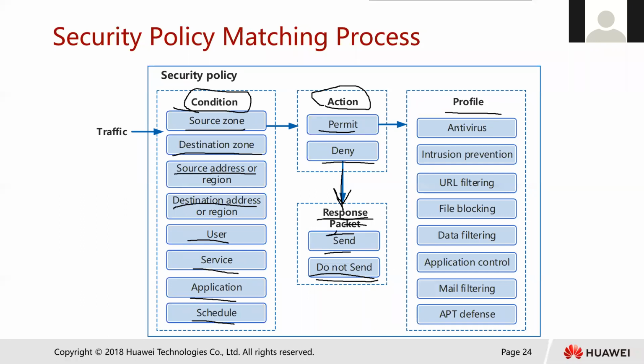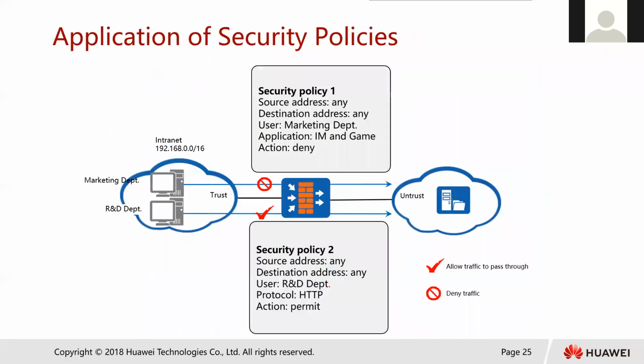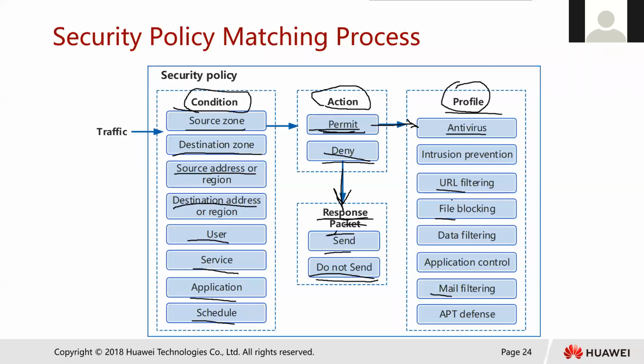For the profile, the profile is based on permit. Deny doesn't have a profile. If the action is permit, you can go this way to the profile, which is for filtering. It is for applications, such as mail, file, antivirus, and URL. So these are the security policies.